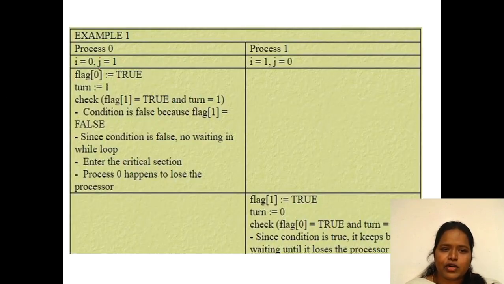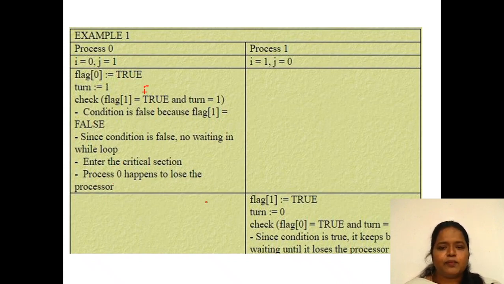So in order to have a much clearer picture, flag of 0 is equal to true, turn is equal to 1. Check: flag of 1 is equal to true and turn equal to 1. The condition is false. Why? Because we initialized flag of 1 as false initially. Since the condition is false, there is no waiting in the while loop, so it enters the critical section. Process 0 happens to lose the processor.